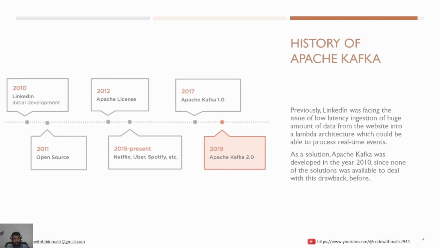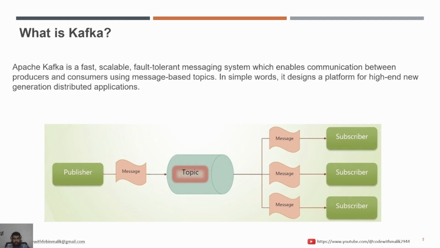History of Apache Kafka. Previously, LinkedIn was facing the issue of low latency ingestion of huge amount of data from the website into a Lambda architecture which could be able to process real-time events. As a solution, Apache Kafka was developed in the year 2010, since none of the solutions was available to deal with this drawback before.